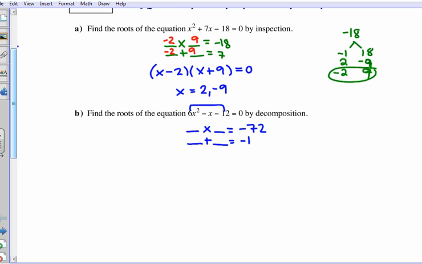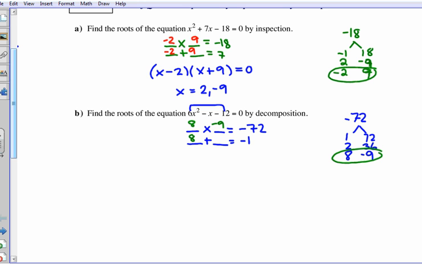Okay, so 72 is a factor tree. One negative, one positive. So 1 times 72, 2 times 36. Does 3 go into it? Does 9 times 8 equal 72? Check in your calculator. It does. Now, if we want to add to negative 1, which one has to be negative? Negative 9. 8 and negative 9. Because we want to add to a negative, the larger is negative. So positive 8, negative 9.